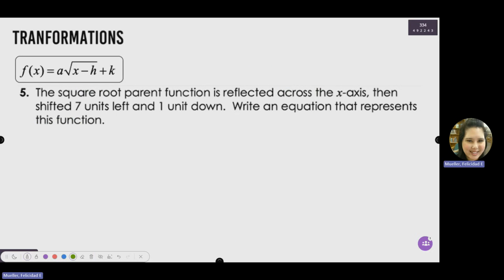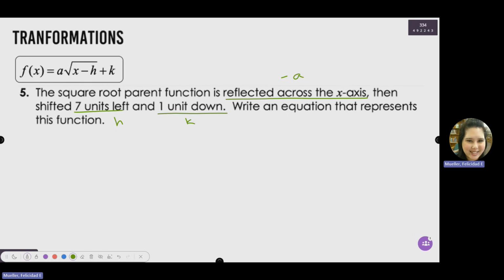Number 5 is asking us to write the equation given the transformation. So I want you guys to go ahead and try this, and then we'll come back and talk about it. All right, so here's number 5. The square root parent function is reflected across the x-axis. So reflected across the x-axis tells me -a. Then shifted left 7 units, so that tells me my h. And down 1 unit for my k value. Write an equation that represents this function.